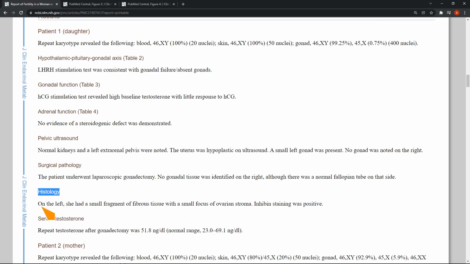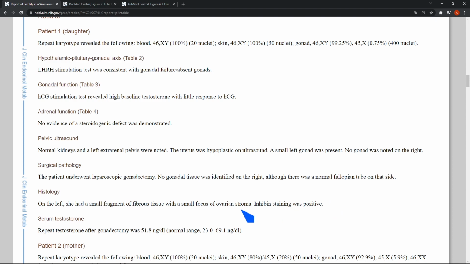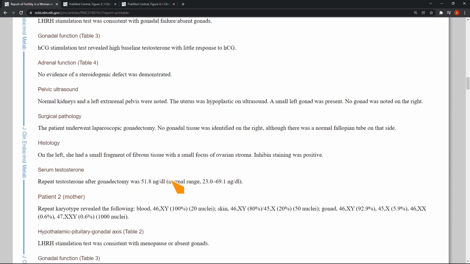Histology, so this is looking at cell staining and different markers to see how they respond. On the left, she had a small fragment of fibrous tissue with a small focus of ovarian stroma. Inhibin staining was positive. So this means that the tissue that was there was definitely ovarian tissue, and it responded in the normal way. But that she also had some scar tissue left there. Yeah, this is the daughter. And then her serum testosterone, repeat testosterone after gonadectomy, was within the normal range.